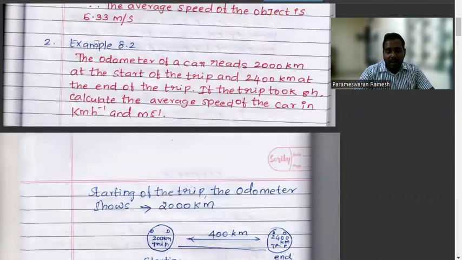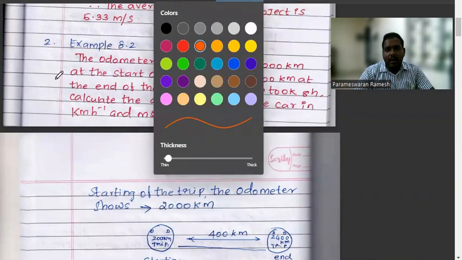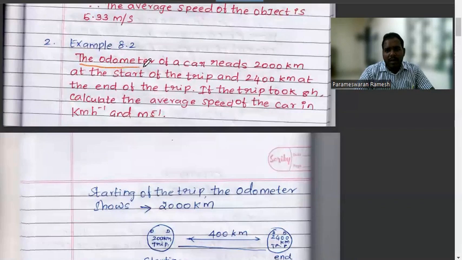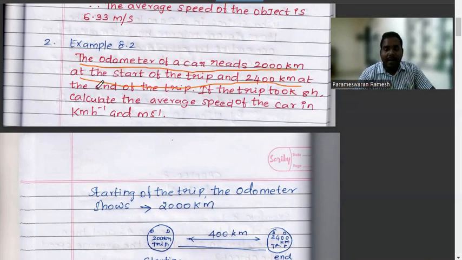So coming to the second question, example 8.2. The odometer of a car reads 2000 kilometer at the start of the trip and 2400 kilometer at the end of the trip. The trip took 8 hours. Calculate the average speed of the car in kilometer per hour and meter per second. So the question is asking us to find both kilometer per hour and meter per second.